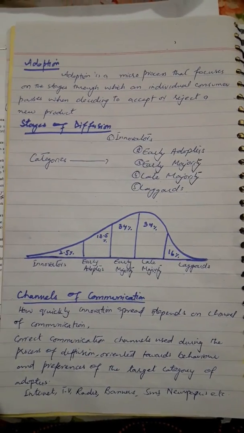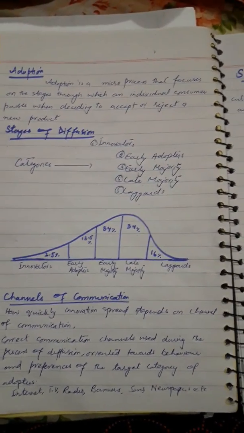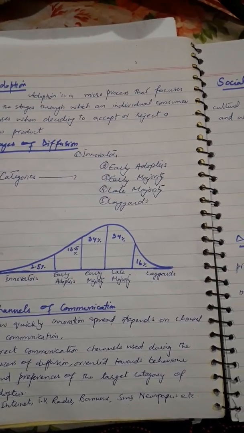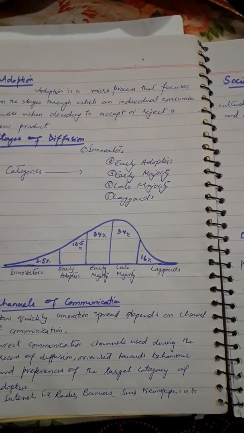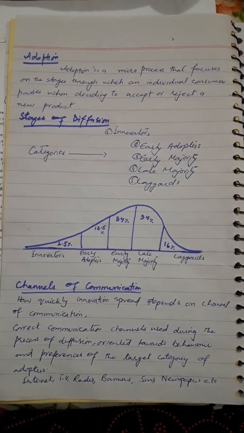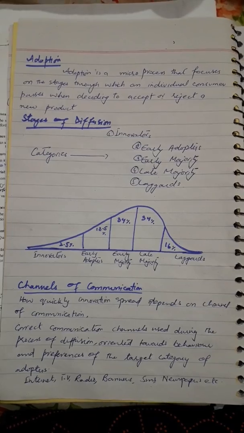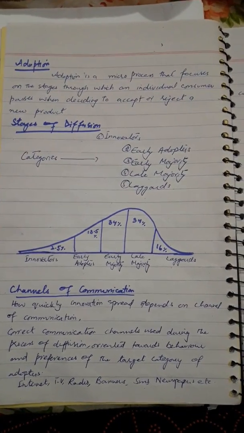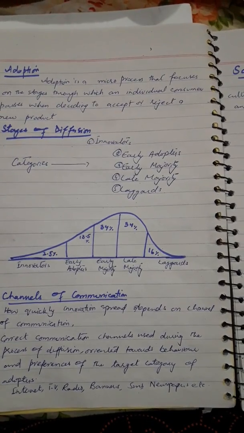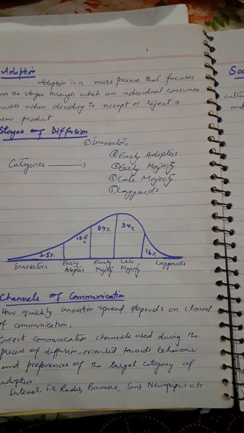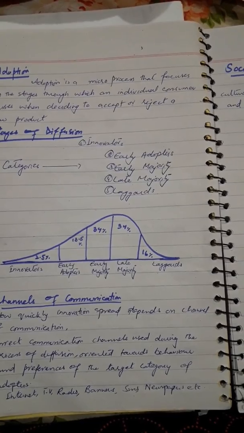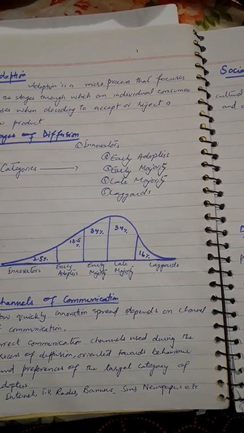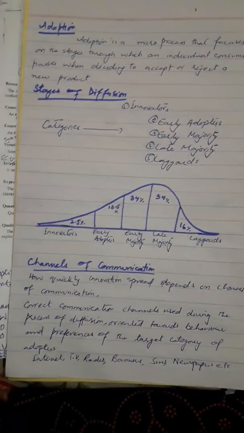Channels of communication. How quickly an innovation spreads depends on channels of communication. Correct communication channels used during the process of diffusion are oriented towards the behavior and preferences of the target category of adopters: internet, TV, radio, banners, SMS, newspaper, etc. These are channels of communication.